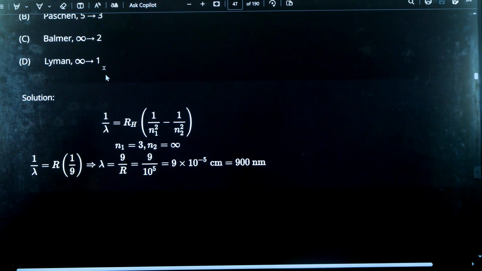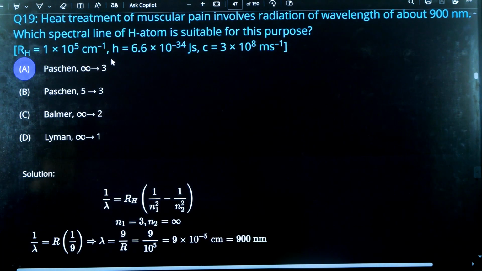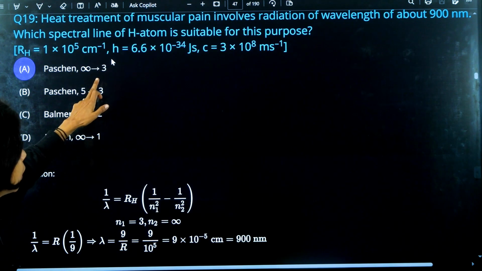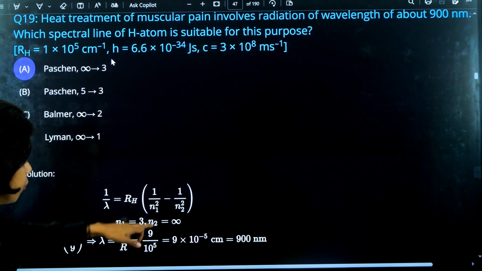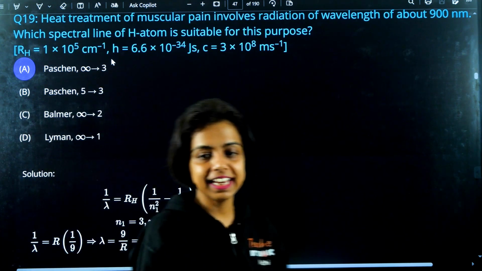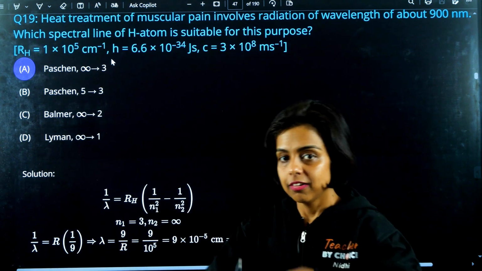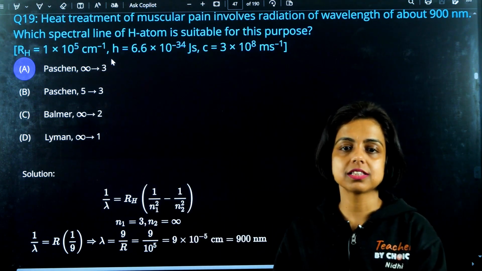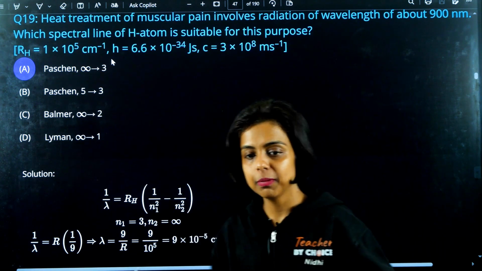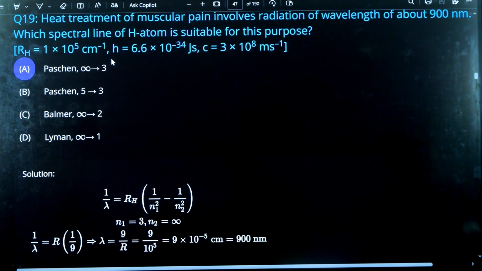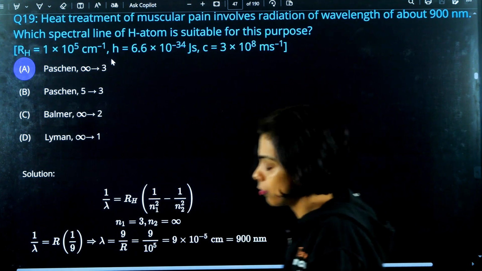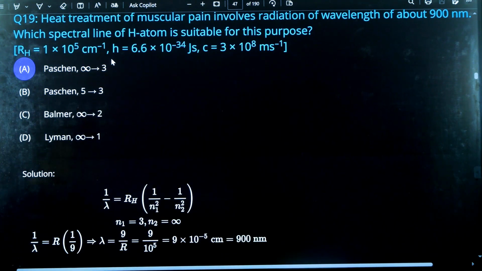Oh my god. So it will not waste your time because the answer is A. Once you put N1 equal to 3 and N2 equal to infinity, you get your lambda as 900 nanometers. By checking the very first option, you will get your answer. So done, no wastage of time. Pretty simple. You can check. I hope you did it right. Rydberg's formula is what we are using in this question.